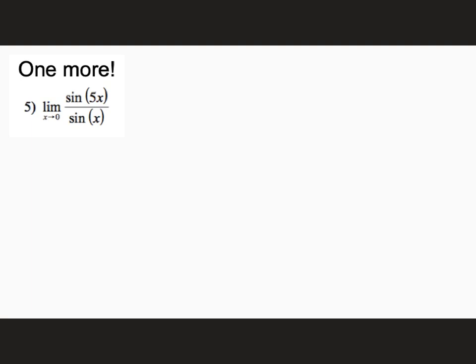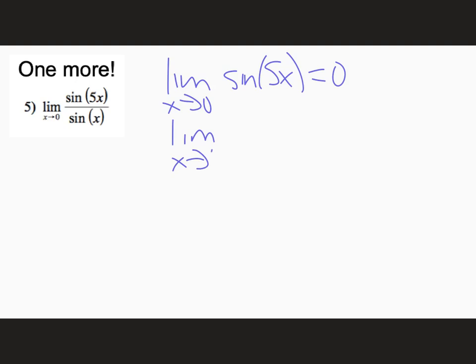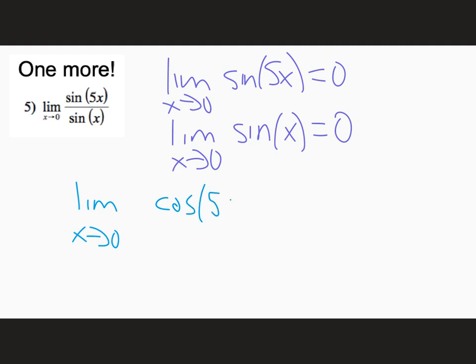And let's try one more. One more time. So I have to show the limit of the top and the limit of the bottom. And since I get 0 and 0, I can take the derivative of the top and the derivative of the bottom. The derivative of the sine is the cosine. And then the derivative of 5x is 5. Derivative of the sine is the cosine. Now plug in 0. Those are both 1, so I get 5.